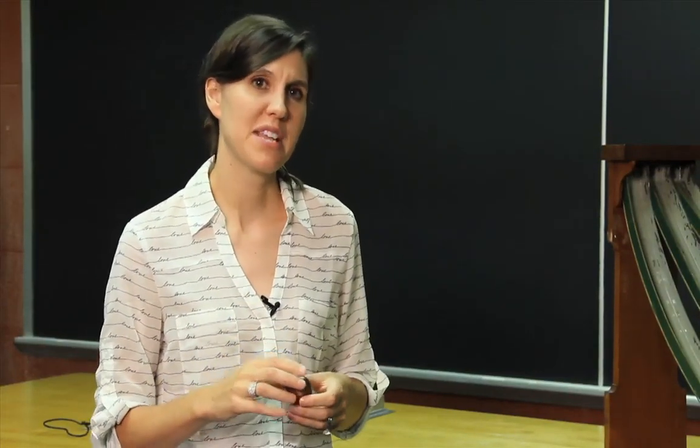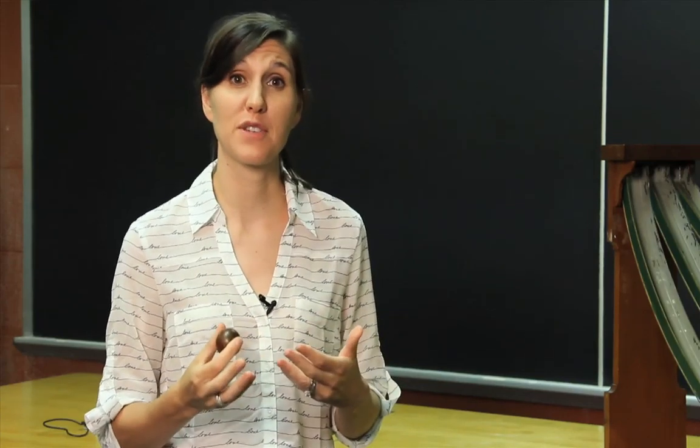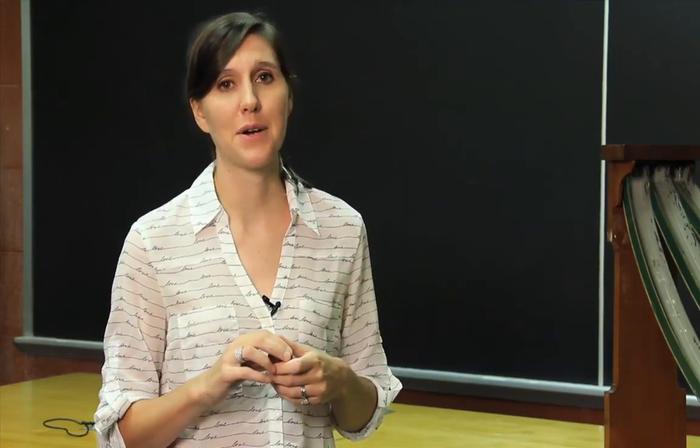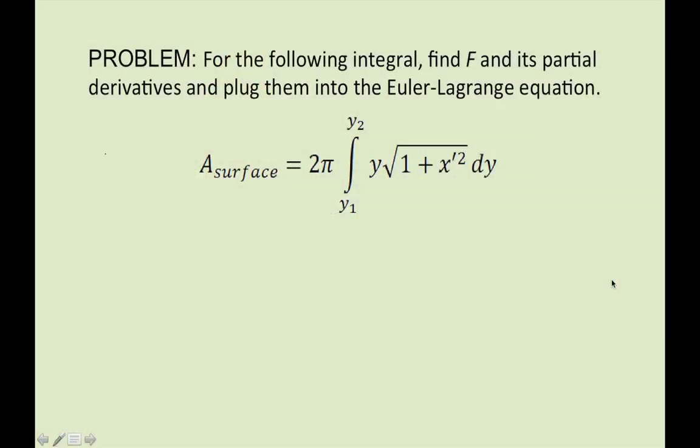Great work! Now we just have one more problem to solve, and that's what our soap film surface will look like when we put these two wands out of the bubble solution. Our last problem is to ask which surface will have the minimum surface area between our two circular bubble wands. We've already found that the definite integral for the surface area is just going to be 2 pi times the integral from y1 to y2 of y times the square root of 1 plus x prime squared dy. Go ahead and find f, its partial derivatives, for this integral and plug them into the Euler-Lagrange equation.